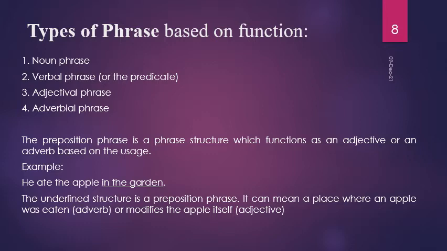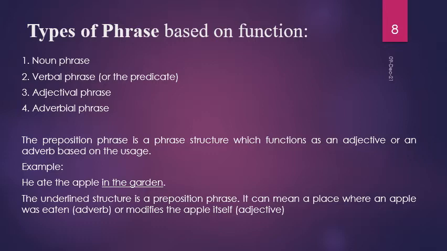An example is stated here. He ate the apple in the garden. This sentence has 2 meanings based on the preposition phrase we have here. The first one, in the garden, is an adverb which tells us where he ate an apple. That means he could have brought the apple from the house or from the market and he sat in the garden to eat the apple. So we have in the garden as an adverbial of place.